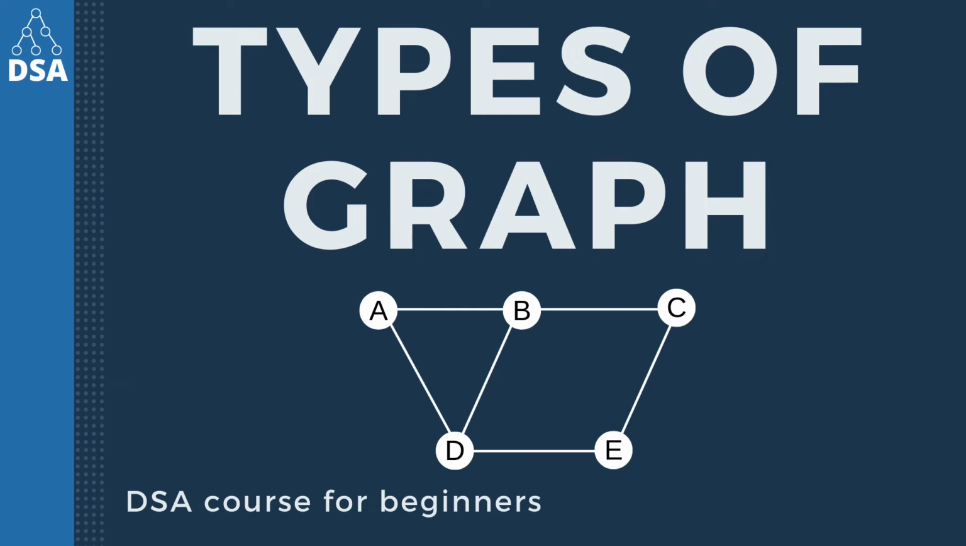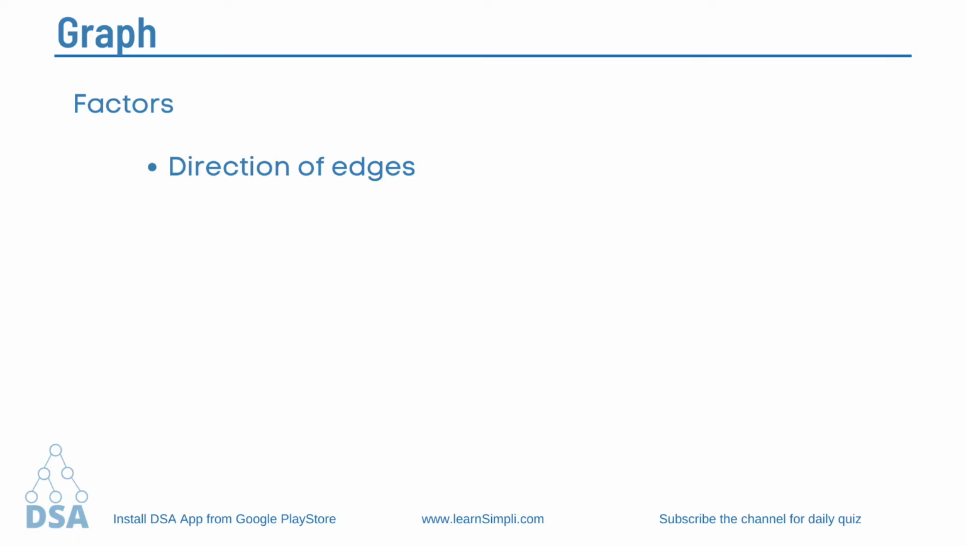In the last video, we saw what is graph and the terms used in the graph. In this video, we will discuss about the types of graphs. Graphs can be divided into different types based on various factors. The first one we would take is direction of edge.